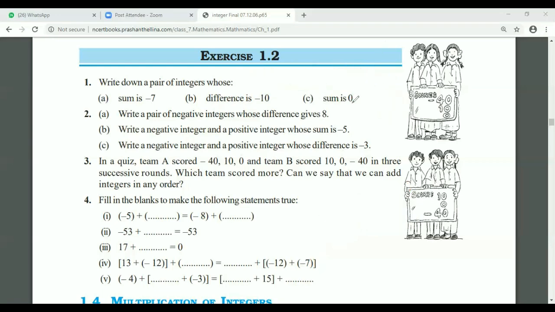Question number 3, sum is 0. In part C, we want two integers, or a pair of integers, whose sum is 0. We know any number with its additive inverse will give sum 0. For example, -7 with +7 will give answer 0. -5 plus +5 also gives 0. So there are infinite number of possible values here also. You can take any number with its additive inverse, you will get answer 0.